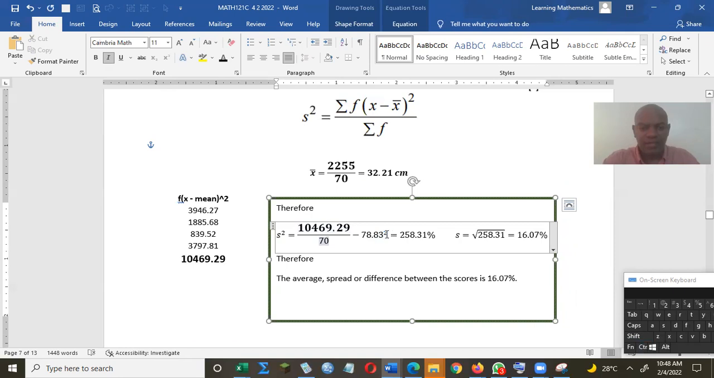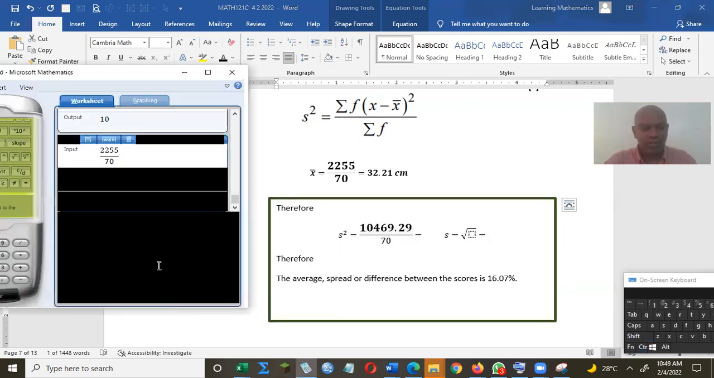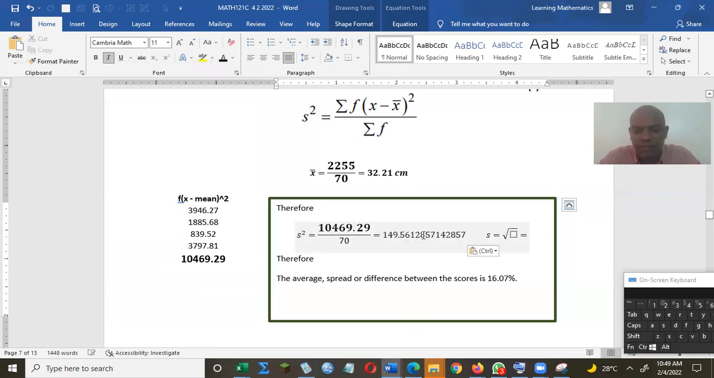All right. And then this was the formula, right? This is not percentage, it's centimeters. We have to do the division to get, Control C, Control V, enter. 149.56.